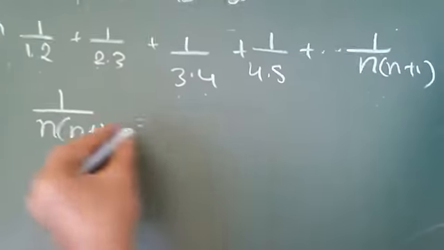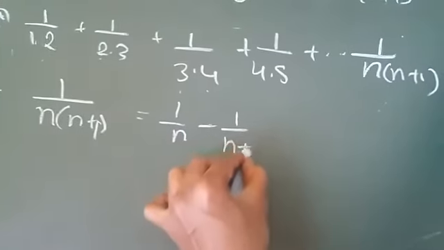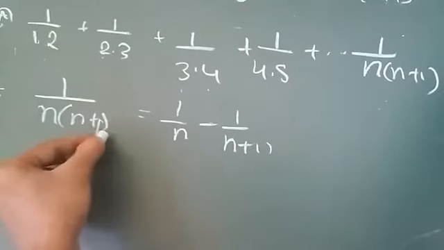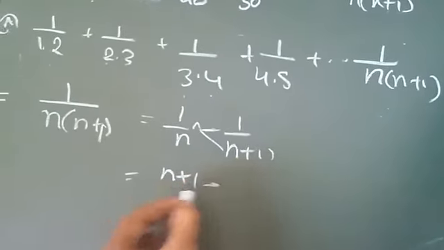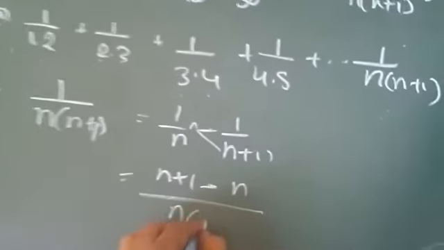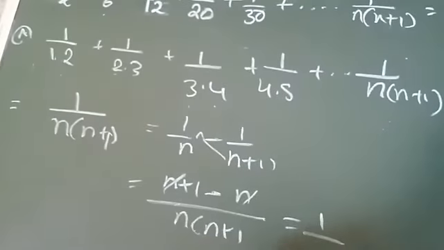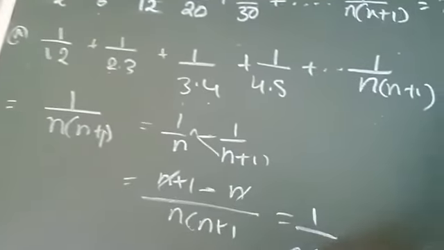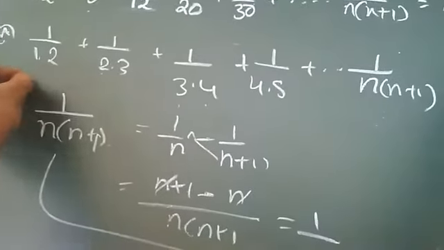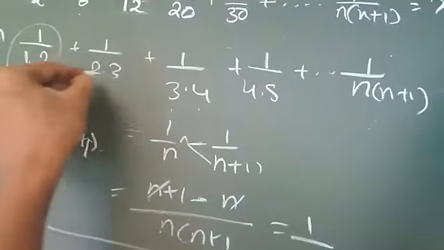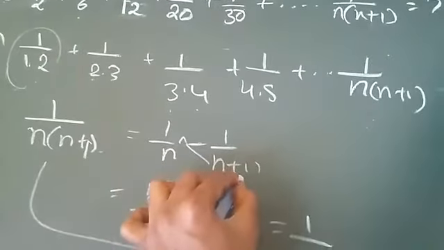Replace this as 1 by n minus 1 by n plus 1. Whether we got the same 1 by n into n plus 1 or not, let us check. n plus 1 minus n by n into n plus 1. If you cancel these two terms, again you got 1 by n into n plus 1. Same. Right? So let us replace the terms 1 by 2, 1 by 2 into 3 as 1 by n minus 1 by n plus 1.